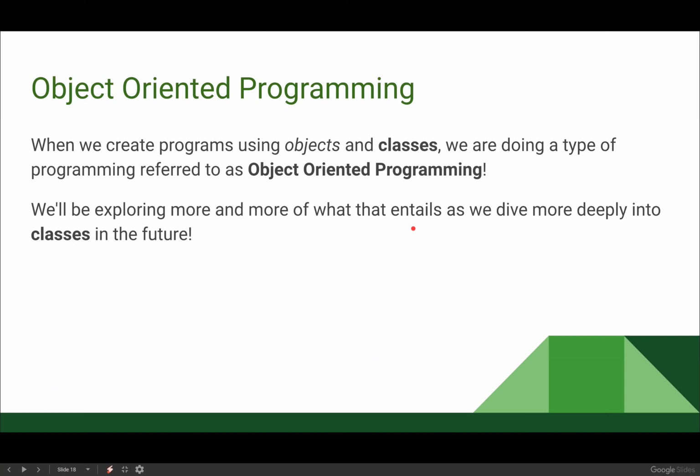So when we create programs using objects and classes, we are doing a type of programming called object-oriented programming. And we're going to explore more of what that all means as we dive more deeply into classes. But for right now, just know writing programs that use objects and classes is called object-oriented programming.